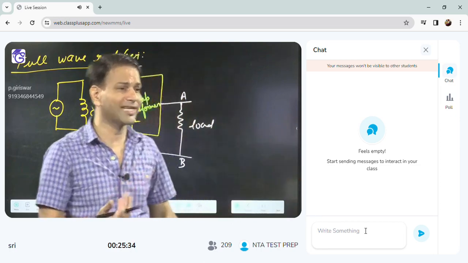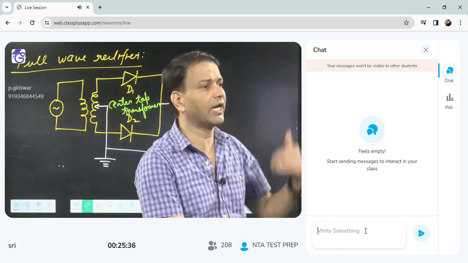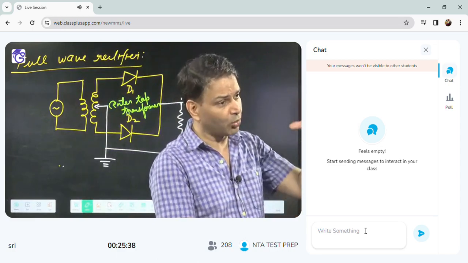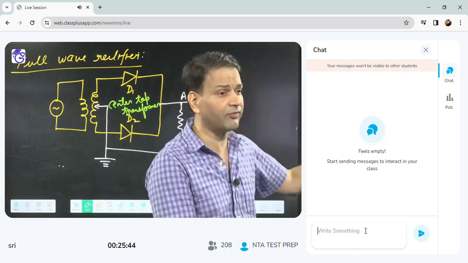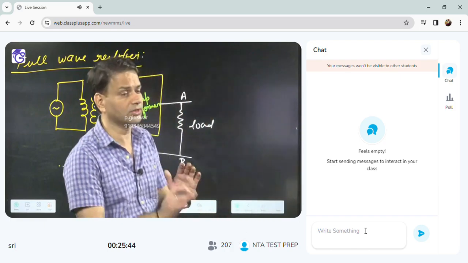Why are we doing the center tapping? Because we have two diodes, D1 and D2. We want two inputs, one for D1 and one for D2, but we are applying only one AC signal. So that's why we are doing the center tapping.